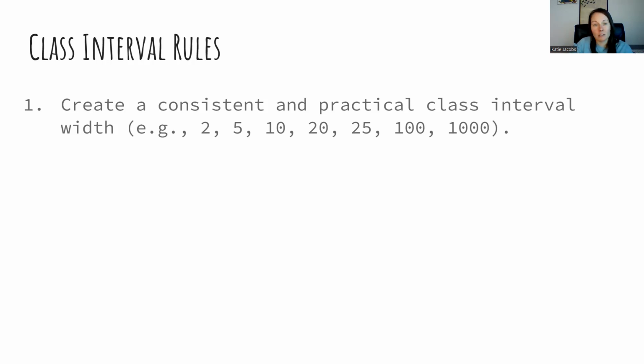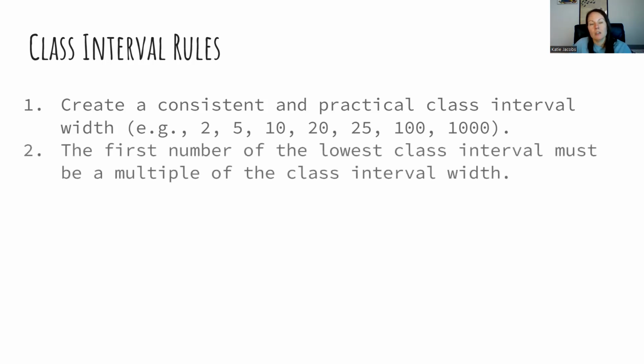3 would not be a good class interval width because that gets really messy when you're moving through and creating these. Okay, so another rule is the first number of the lowest class interval. So if you remember, we put our highest values at the top, lowest values at the bottom. The first number of our class interval must be a multiple of that class interval width.